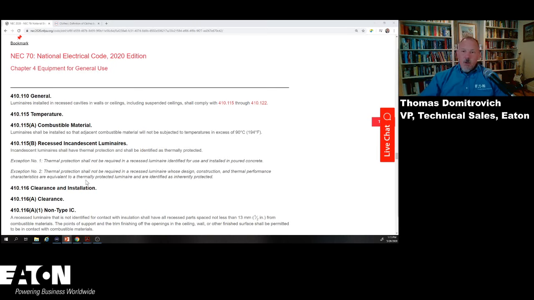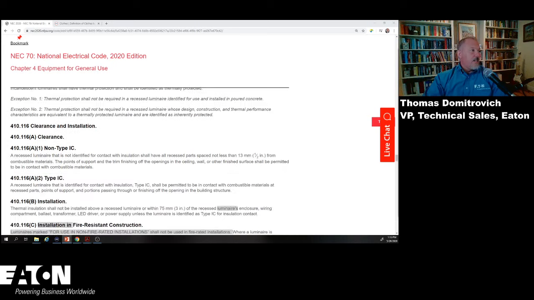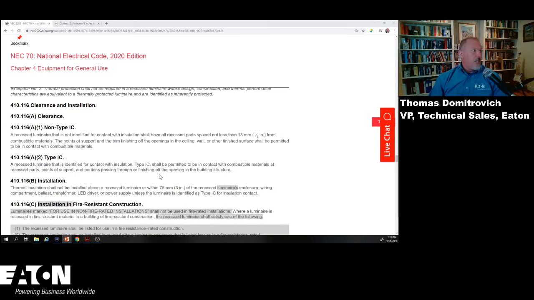So there are requirements throughout the NEC that are basically peppered to help us understand the proper application. We have to understand the type of luminaire that we're installing, what type of lamp is in that luminaire, and then go to the appropriate sections. 410.115, all of these other different areas of the NEC. And I believe 410.116 talks about clearances and installation.